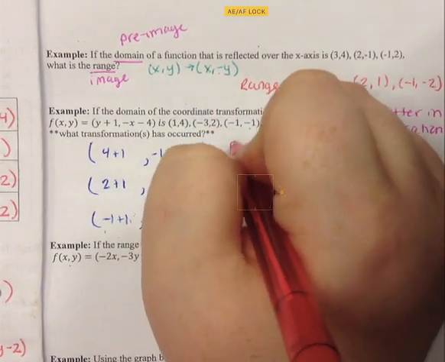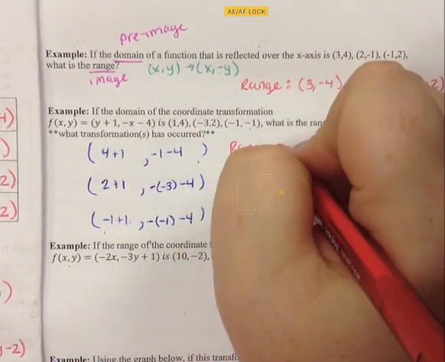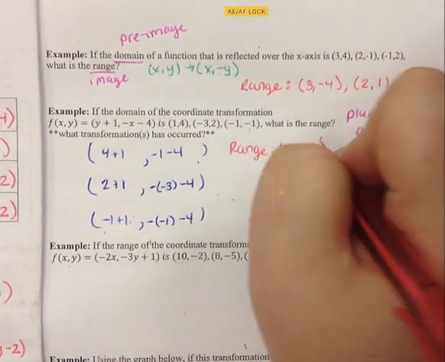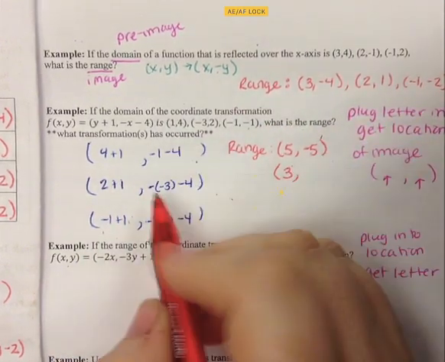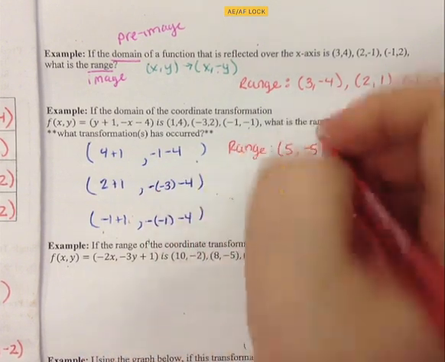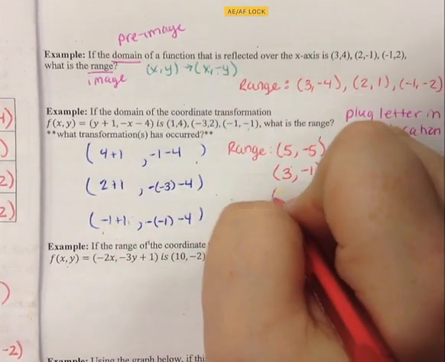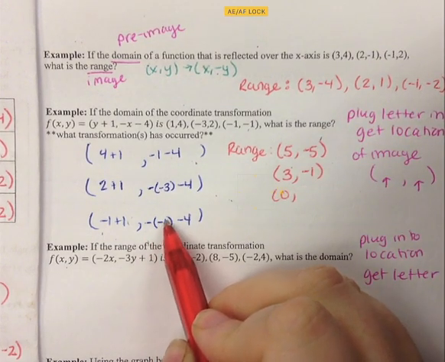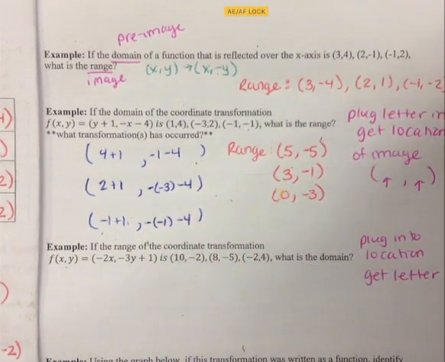So our coordinates will be 4 plus 1 is 5, comma, negative 1 minus 4 is negative 5. Then we have 2 plus 1 is 3, comma. Negative times negative 3 is a positive 3, so it's 3 minus 4, which is negative 1. Then we have negative 1 plus 1 is 0. And then it's a negative times negative 1, which is a positive 1. So it's really positive 1 minus 4, which is a negative 3. So this is our range.